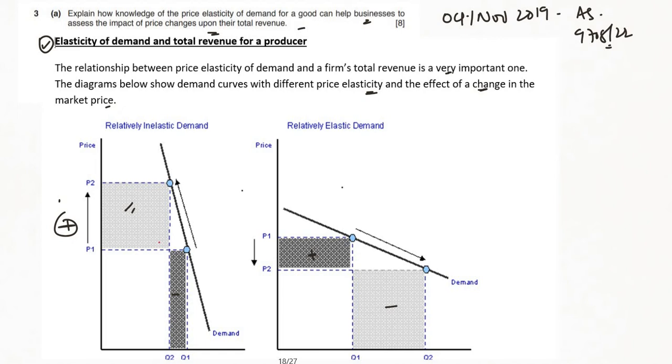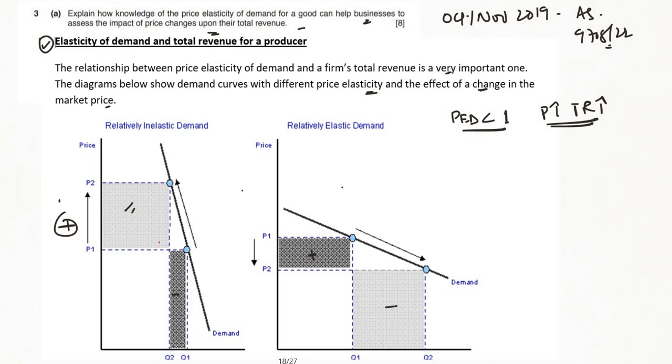So what you will be telling them is that when the PED is less than 1, it means that it is inelastic. When PED is less than 1, what happens? If you increase the price, the total revenue will also increase, right? So this is the information which is required.